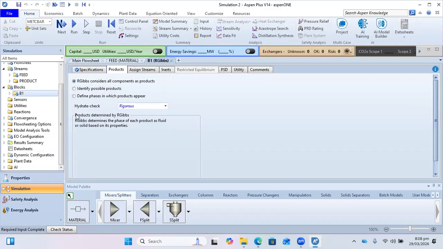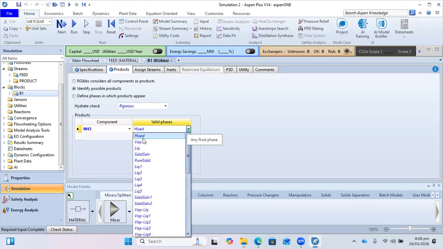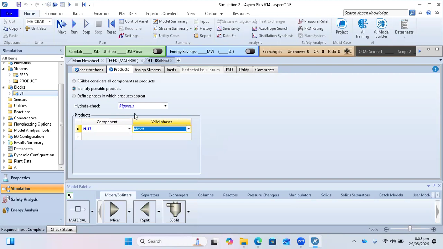The other way you can go about it is that you would identify the possible product. So you restrict it. So you tell it that no, out of everything we have, I don't want you to consider everything as a possible product. I want you to consider maybe just ammonia as a possible product. And you can select the phase. Is it mixed, like as in it can be vapor liquid, is it just the vapor, is it just the liquid, what kind of phase do we have?